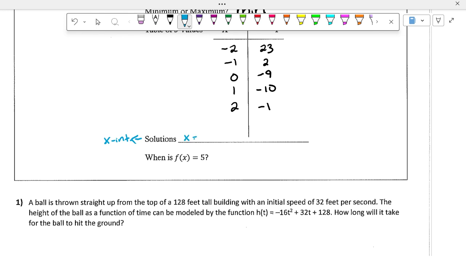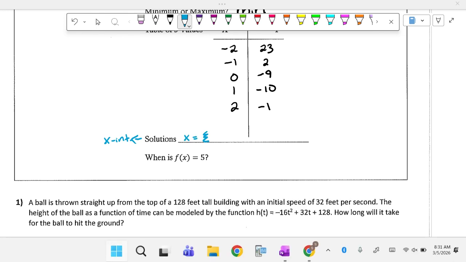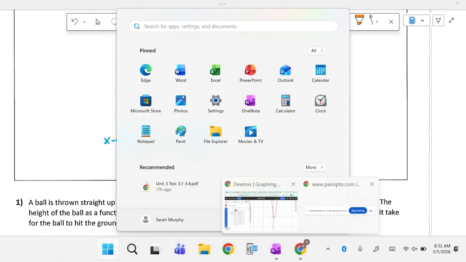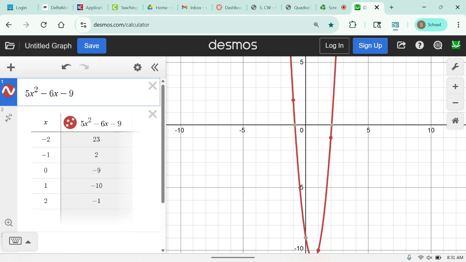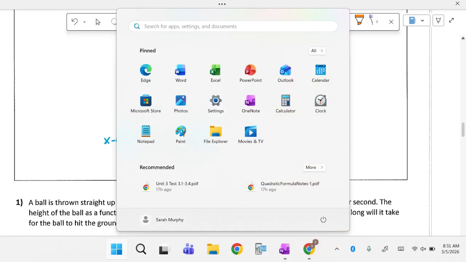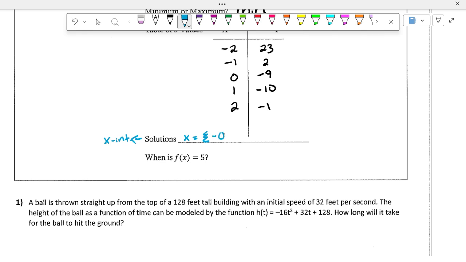So we would write solutions as x equals the set if we have more than one. So we do the little squiggle. If I go to Desmos, I'm going to go up to the x-axis. It already has them nicely marked for us. I'm going to click here and here. Now, it looks like they're going to be irrational numbers, so I'm just going to round to the nearest hundredth. So the first one will be negative 0.87. The second one will be 2.07. Those are my two solutions or x-intercepts.